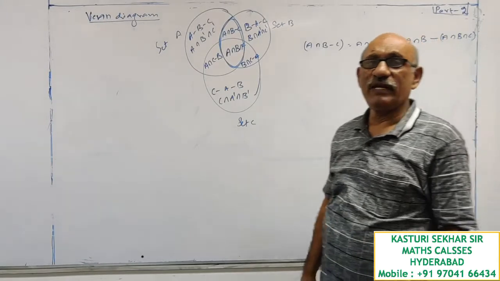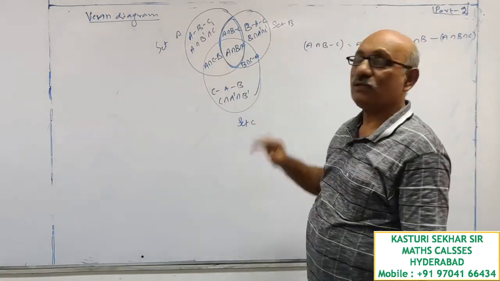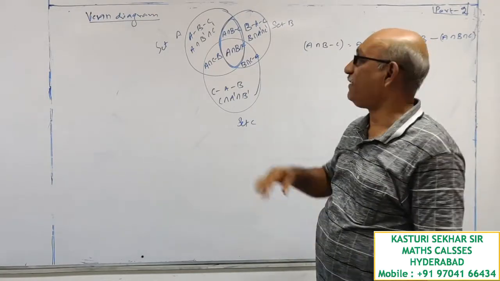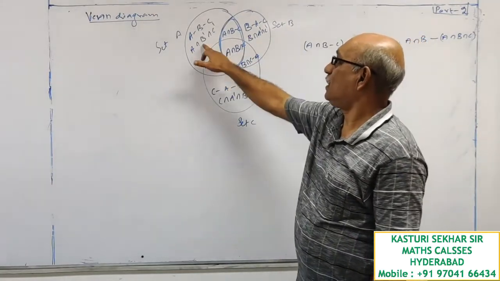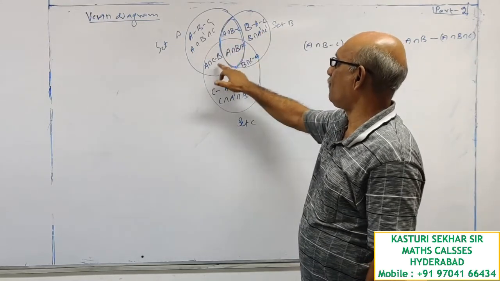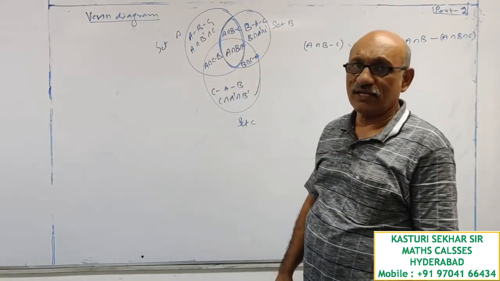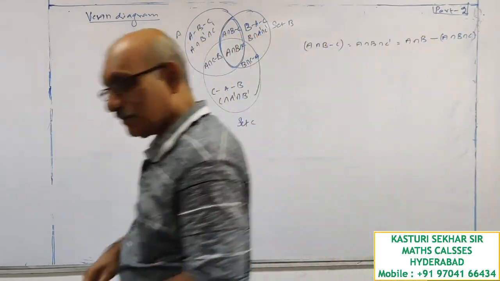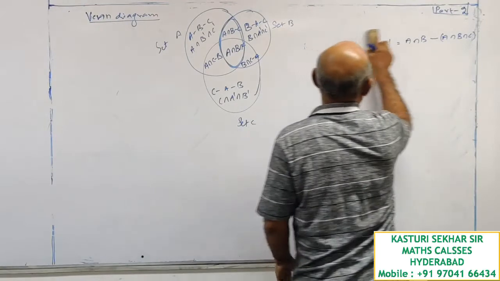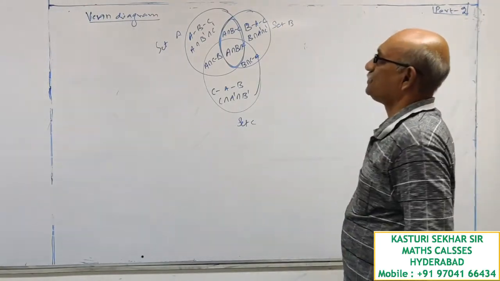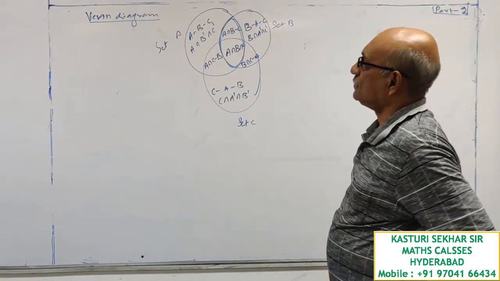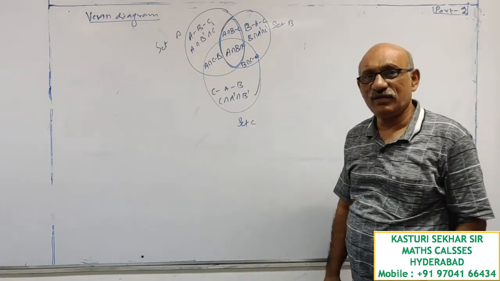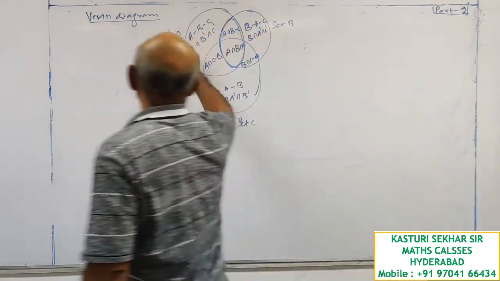So we have many numerical problems based on three-set Venn diagrams. At that time I'll tell you, with the help of the number of elements, how to calculate each part. 1, 2, 3, 4, 5, 6, 7. Seven parts are there. How to find out the values from the given information. This is a Venn diagram for three sets. Let us go for some numerical questions based on two sets from our material.